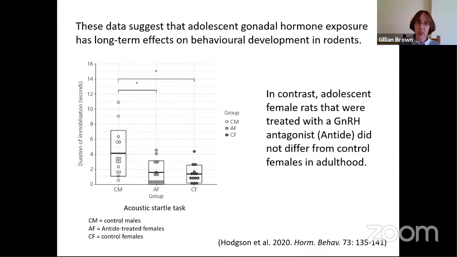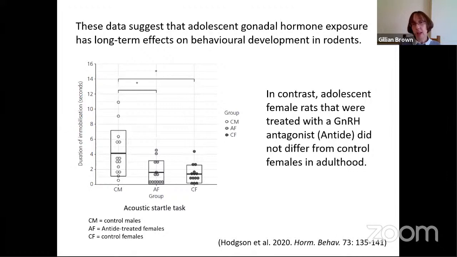And the graph just shows here, this is a different task. This is looking at how they respond to a startle noise in their environment. Control females on the right of the graph show relatively little response to these noises in their environment. They're much more interested in having a look around, trying to look for escape routes, see what they can find in their environment. The male adults are much more likely to freeze and show immobility in this task.